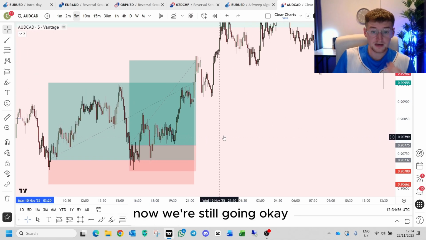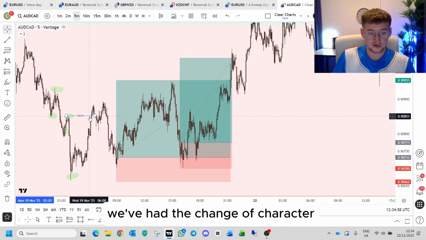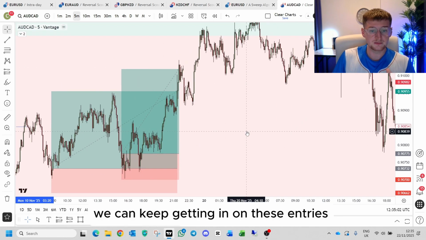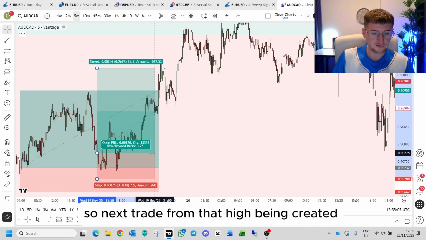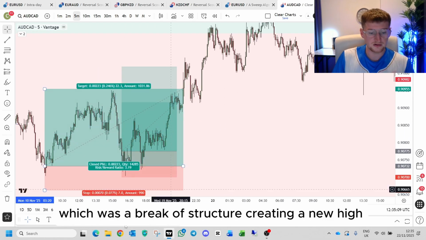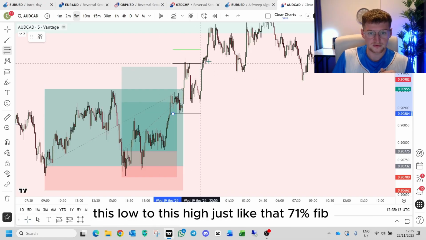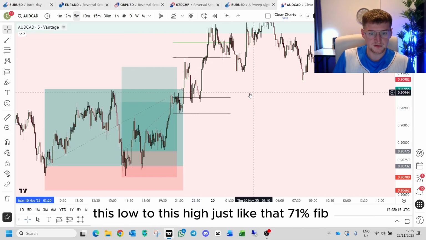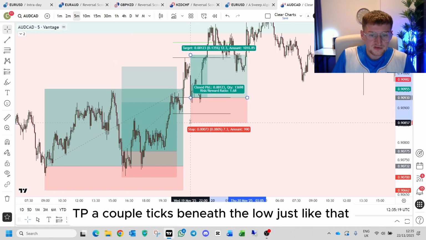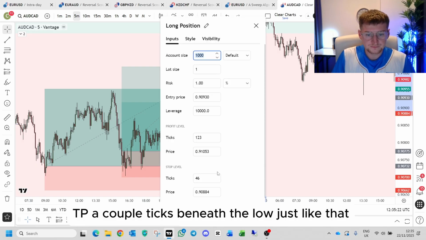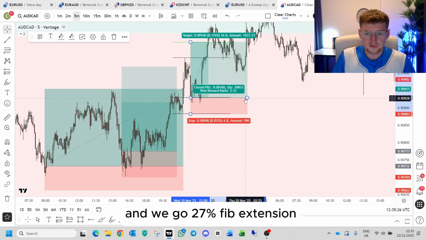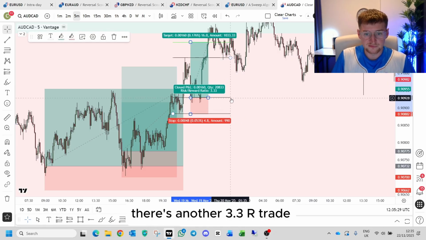Now, we're still going, okay? We've had the change of character. As long as price keeps making higher highs and higher lows, we can keep getting in on these entries. So, next trade, from that high being created, which was a break of structure, creating a new high, we go again, this low to this high. Just like that, 71% fib, catch that there. Stop a couple ticks beneath the low, and we go 27% fib extension. There's another 3.3 R trade.